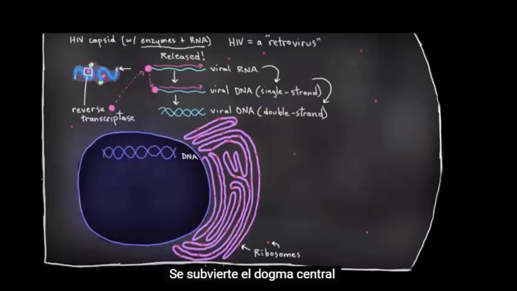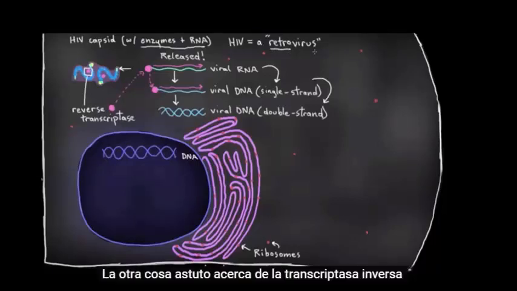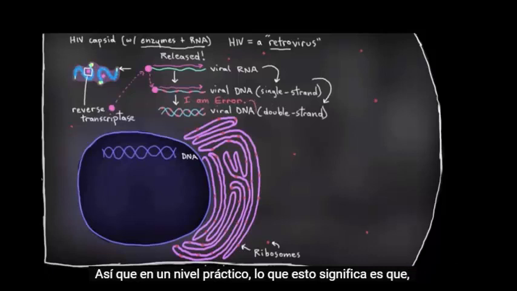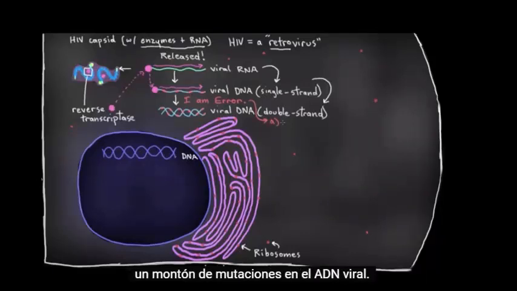It subverts the central dogma, and it generates viral DNA from viral RNA. Outrageous. The other sneaky thing about reverse transcriptase I wanted to mention is that it makes a lot of errors doing all this polymerization, all this synthesis. It doesn't quite have the proofreading ability that our DNA polymerase enzymes have, that obviously come in handy when we're replicating our DNA. So on a practical level, what this means is that, well, A, lots of viral polymerase errors equals lots of mutations in the viral DNA.